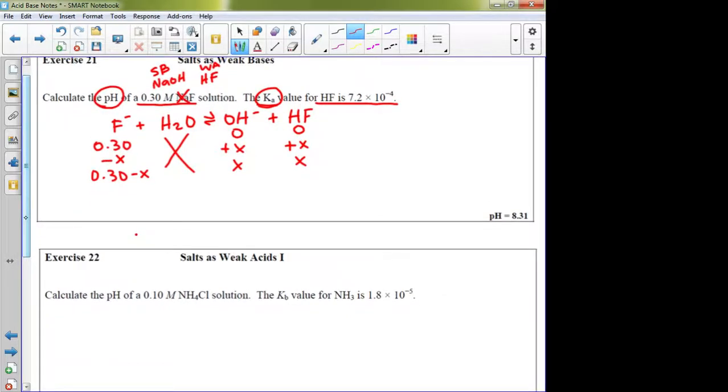Okay, so now that I know I need Kb, I set this up and say Kw is equal to Ka times Kb. So if I want Kb, that means Kb is equal to Kw divided by Ka. Am I right? Yeah, I am right. Kw is 1.0 times 10 to the negative 14th divided by my Ka, which is 7.2 times 10 to the negative 4.